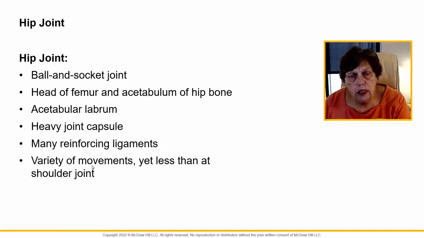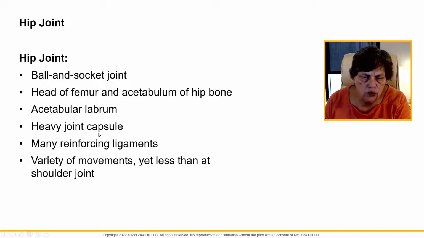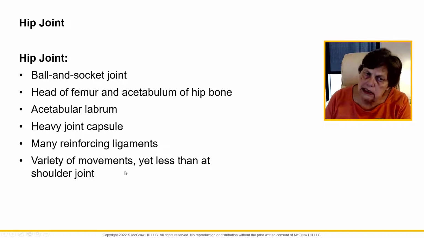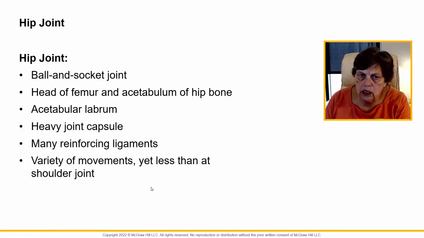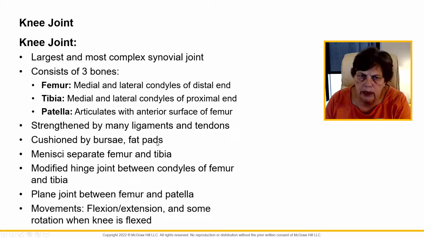The hip joint is a ball and socket joint. As we talked about, the head of the femur fits into the acetabulum of the hip bone. This is a heavy joint capsule. There's a lot of reinforcing ligaments. You can't do as much movement with the hip joint as you can with the shoulder joint, but again, it doesn't dislocate as much as the shoulder does. If you get hit in the shoulder real hard, you can dislocate that very quickly, and you can take a look at that nice head of the femur coming in.